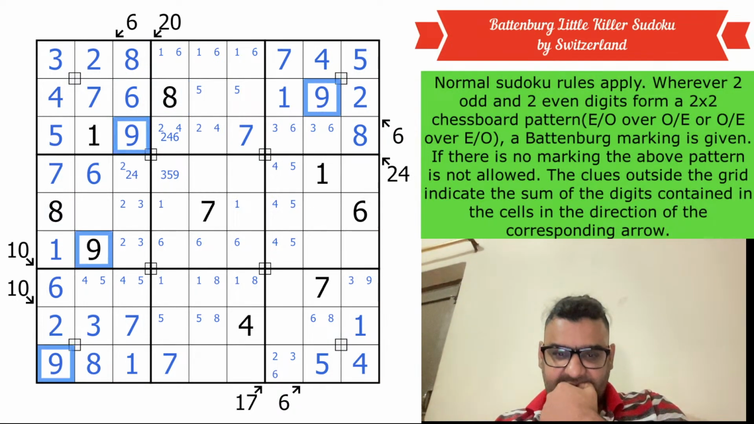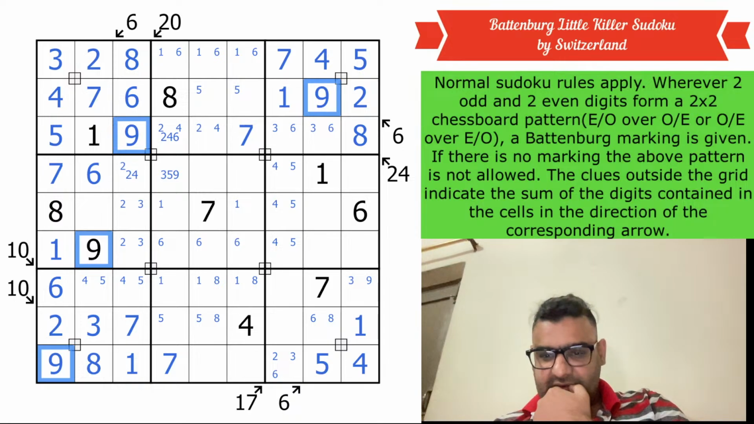What about nine? So we know nine is there. These three can have a nine. If nine is there, nine cannot be. Can be there. Nine cannot be there.